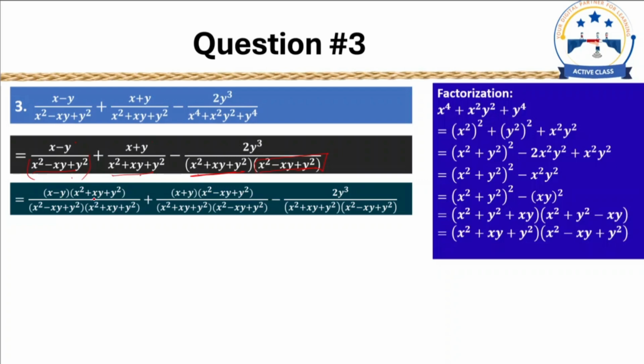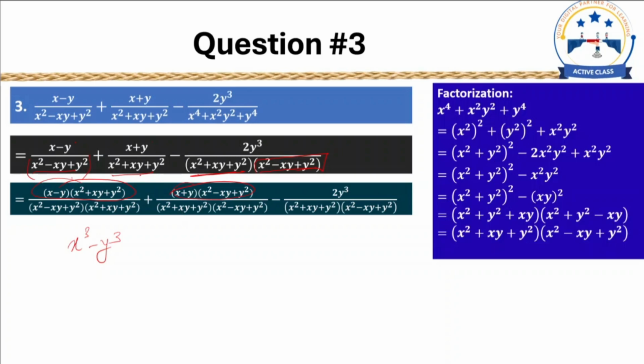Can you guess? x minus y times x squared plus xy plus y squared. Very good. It is x cubed minus y cubed, right? Second one, I think you can guess it. This is x cubed plus y cubed. So in place of these factors, we'll replace the x cubed minus y cubed and x cubed plus y cubed respectively. And the third one we'll copy the same.